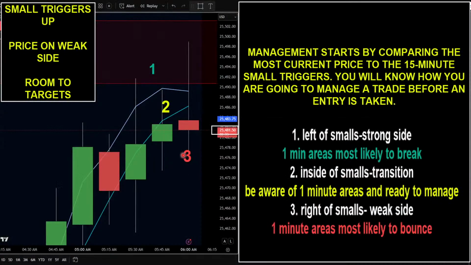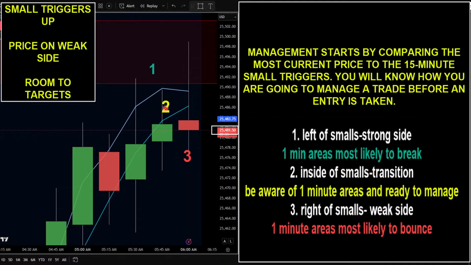If you're right of the triggers, you're on the weak side. And the weak side is where reversals come from, which is why on the trend trade, entries come from the weak side of the triggers. From a management standpoint, this is where 1-minute areas are most likely to create bounces. This is where quicker profits are typically taken. This is where you're not exposing yourself, hoping for bigger moves, because reversals do come from the weak side of triggers.